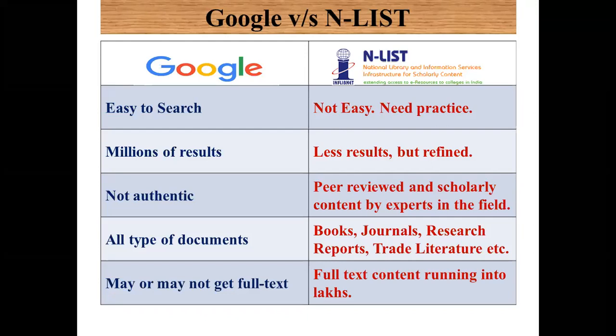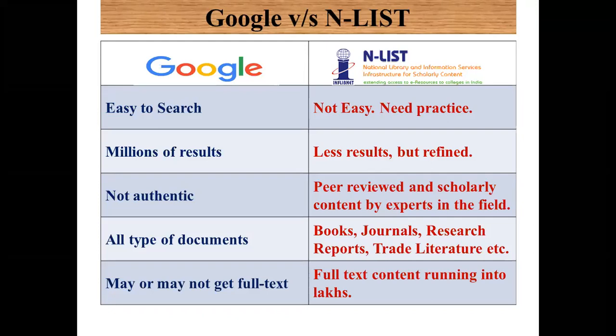Then Google, as I told you, will give you any type of document. It will give you slides, a Word file, some website or a web page. But as I said, it may or may not be authentic. But in Enlist, you have only scholarly sources. It will not give you any random web page or any PPT slide. Whatever content you are searching, it will search in the books that have been uploaded on Enlist.